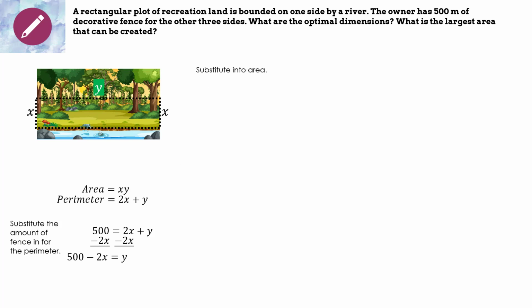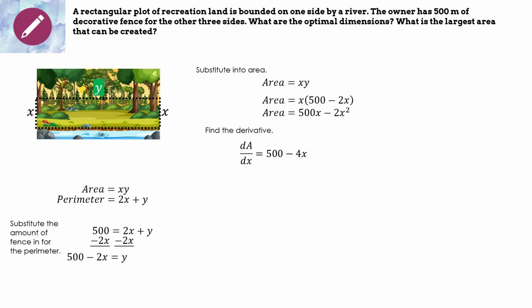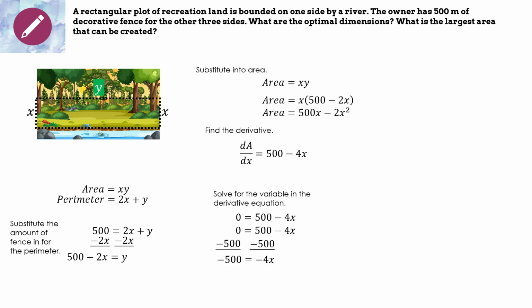Great! Next, we're going to substitute into the area. So area equals x times y. We just found y, so I'm going to substitute that in for y. And then I'm going to use the distributive property. So x times 500 is 500x. X times negative 2x is negative 2x squared. We're going to find the derivative. So that gives us 500 minus 4x. We need to solve for the variable in the derivative. We're solving for x. We're going to subtract 500 from both sides. I have negative 500 equals negative 4x. I need to get x by itself. I divide by negative 4, and that gives us 125.